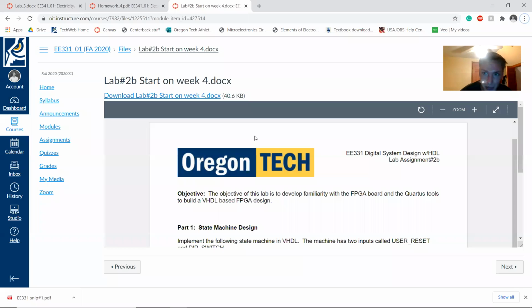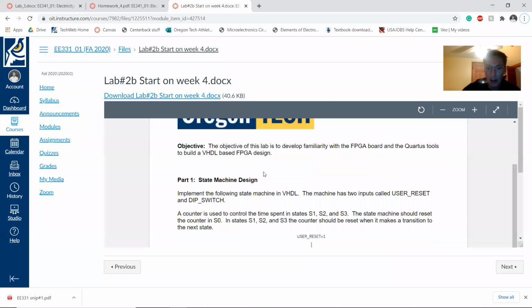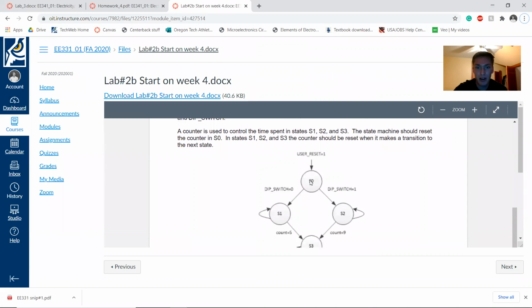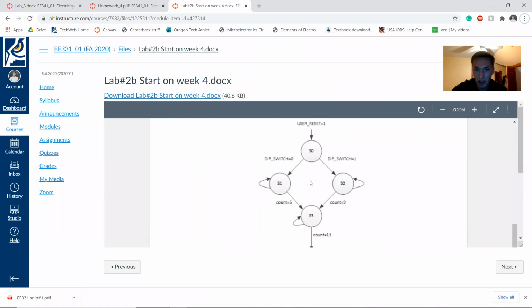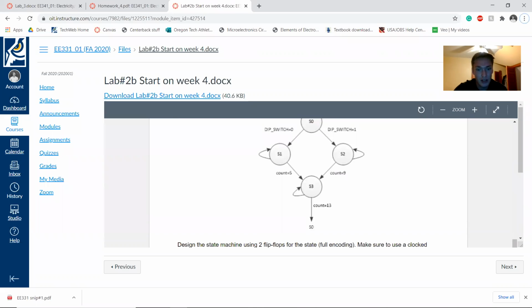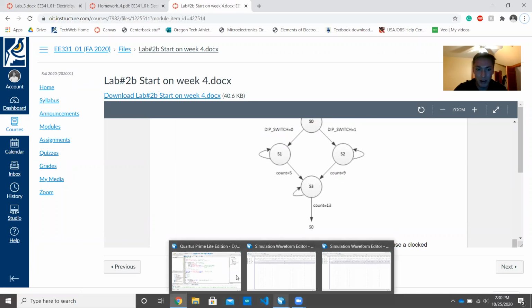So this is my lab 2B. First we start with the design that we're given. We have the 4 states and you have a switch to determine which of the 2 states it'll go to first. And you need a counter and a thing to reset it. There's also the user reset. And so that's the design we're working with here.